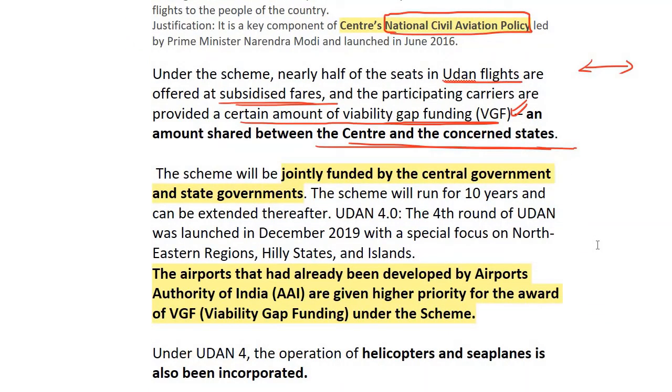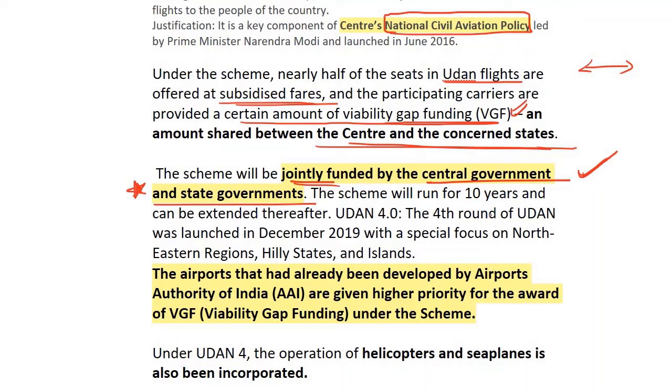And ये scheme जो है, very very important point is this is going to be jointly funded by the central and state government. So we have to remember this, that it will be funded by the central and state government. We have to remember it as it is, that it is center and state साथ में, ठीक है. And ये okay 10 years के लिए run करेगा, all of that is fine.